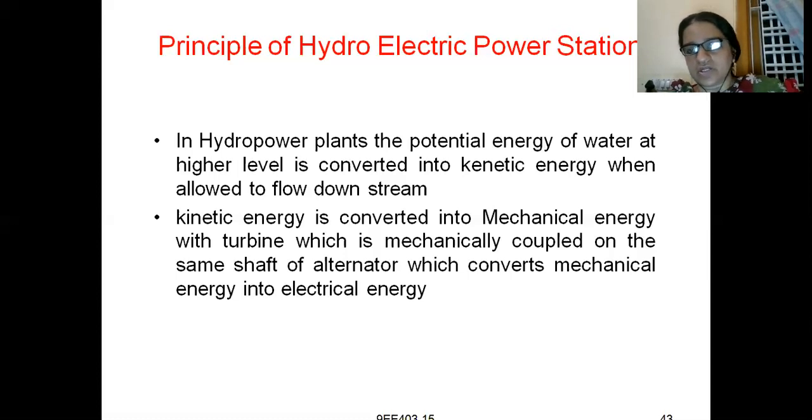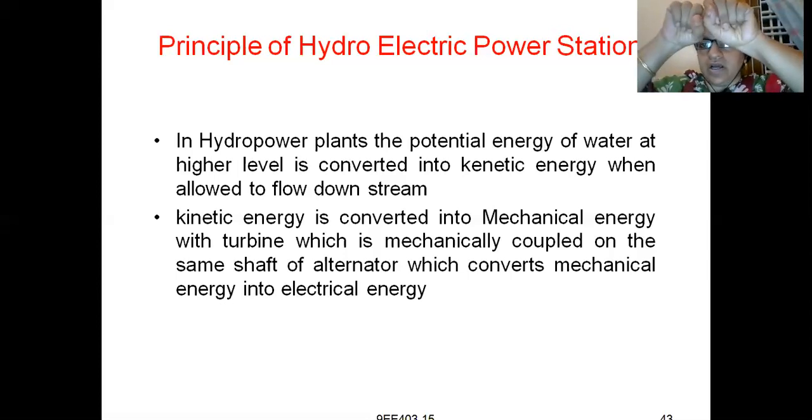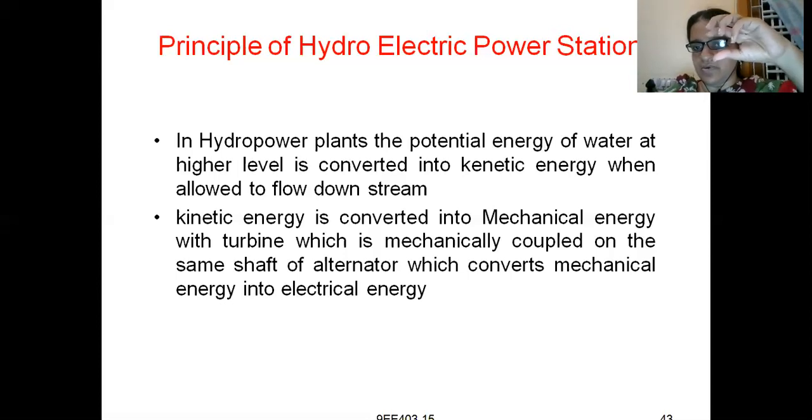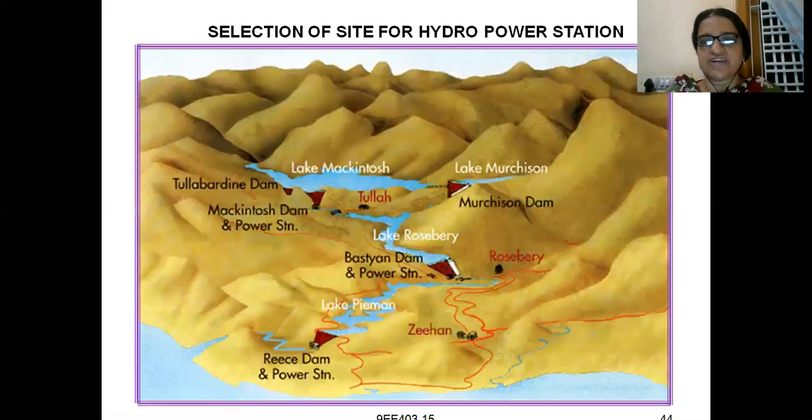I mean, the shaft of the turbine and the shaft of the alternator are mechanically coupled at the same point, so that whenever the shaft of the turbine moves, the alternator shaft also will move and the alternator will start generating electrical energy, which converts mechanical energy into electrical energy. Right, next, selection of site for a hydro power station.